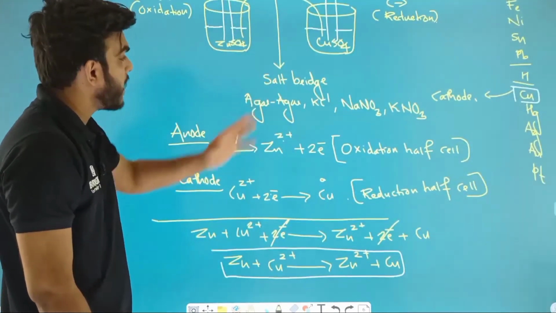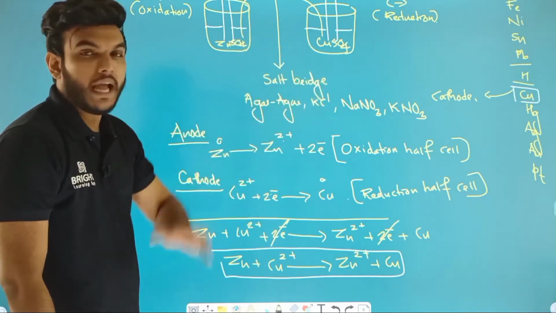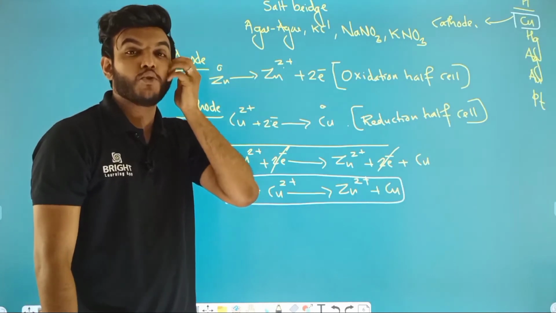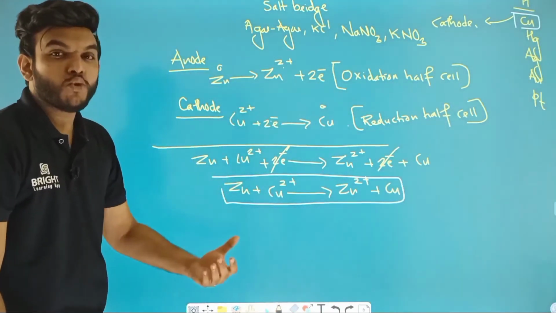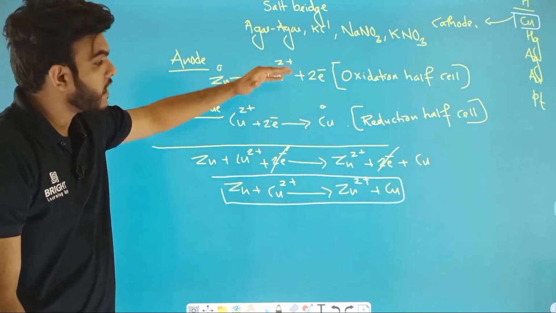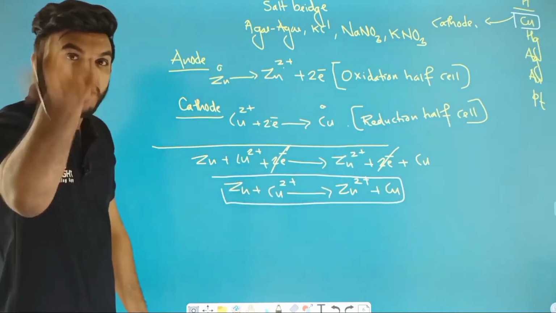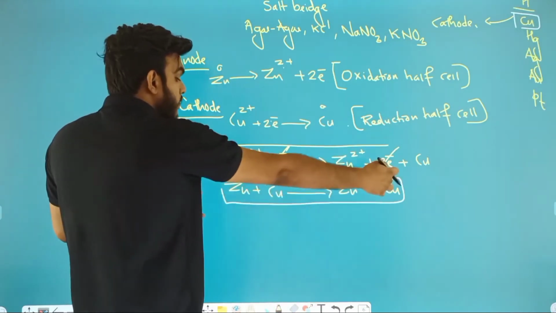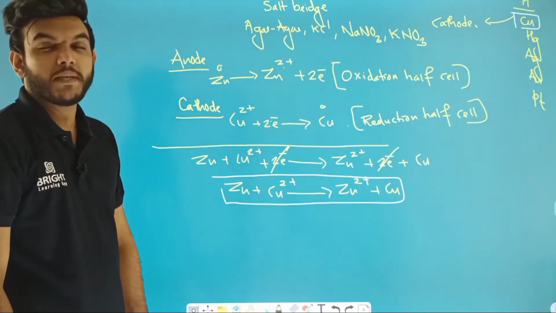The salt bridge is made up of agar-agar, sodium nitrate, potassium chloride or potassium nitrate. The reaction at the anode is Zn gives Zn2+ plus 2 electrons, and the reaction at the cathode is Cu2+ plus 2 electrons gives Cu. This is the oxidation half cell, this is the reduction half cell, and this is the overall reaction. In this overall reaction, you have to cancel the 2 electrons, so it will be Zn plus Cu2+ gives Zn2+ plus Cu.